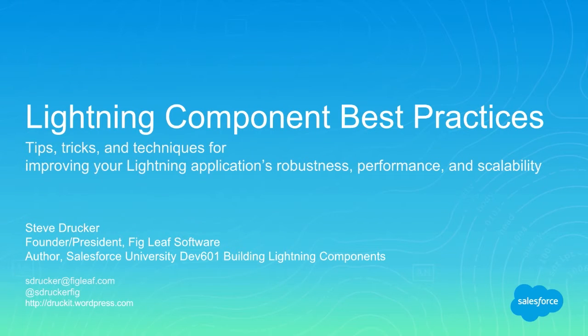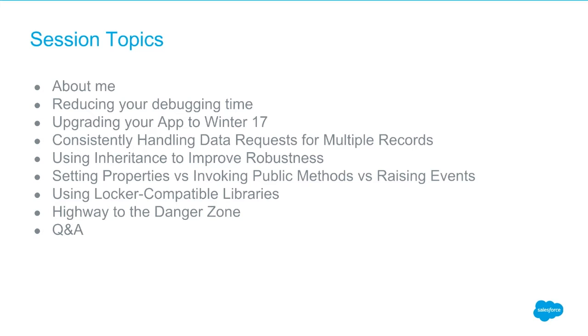My name's Steve Drucker. I'm the founder and president of Fig Leaf Software and your special celebrity guest instructor for today's presentation on Lightning Component Best Practices, or as I like to call it, how to get stuff done and make stuff work. So we're going to look at some pretty prescient issues related to Lightning development, including reducing your debugging time. It's probably where we spend quite a bit of time. We want to get stuff done. Less tools to help us debug are going to be very helpful.